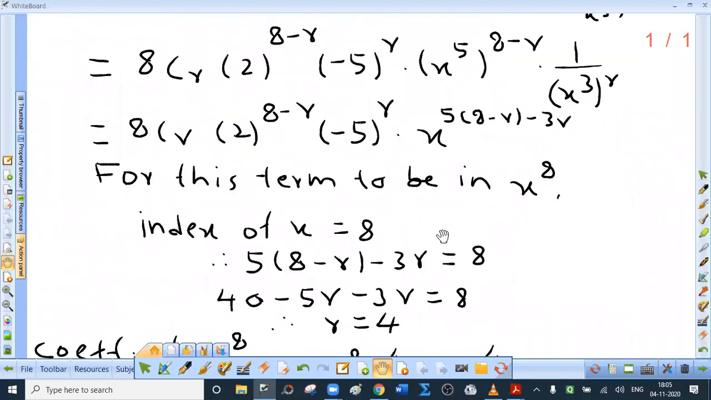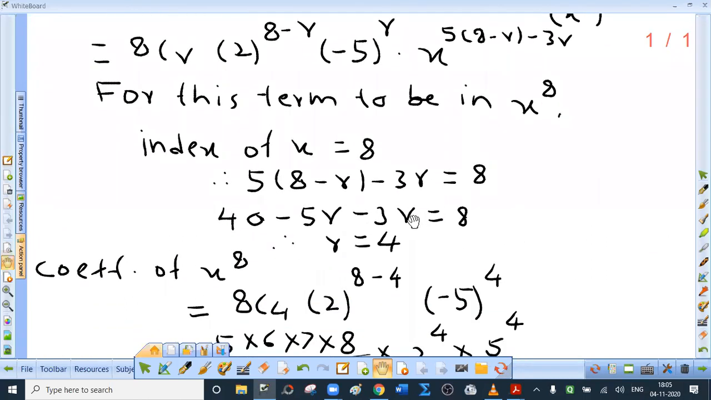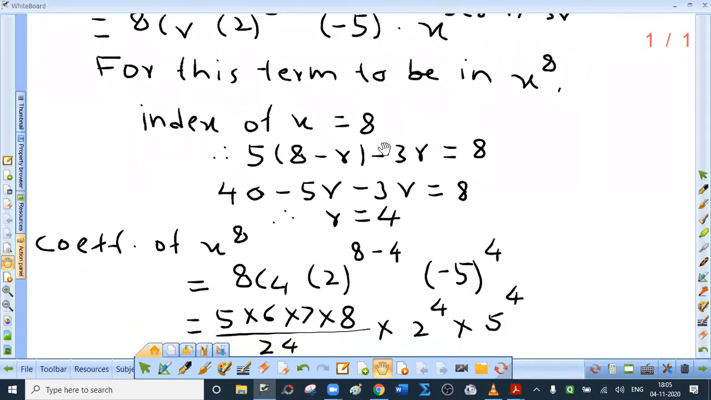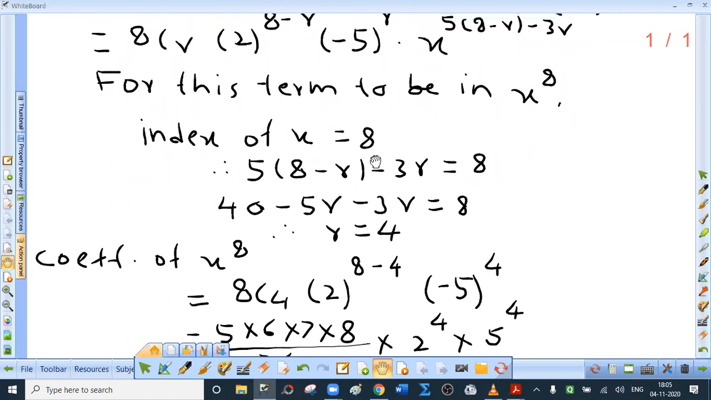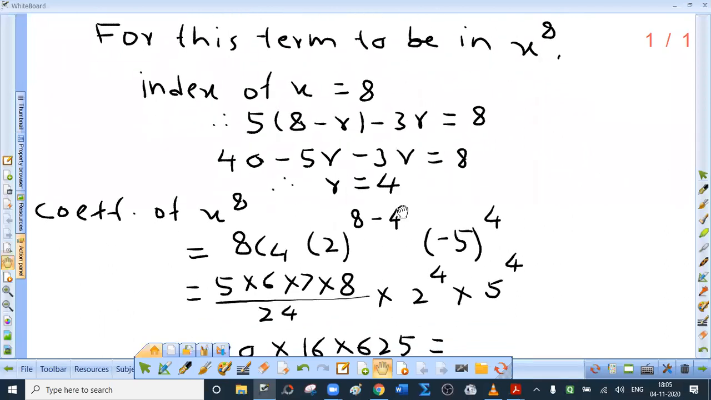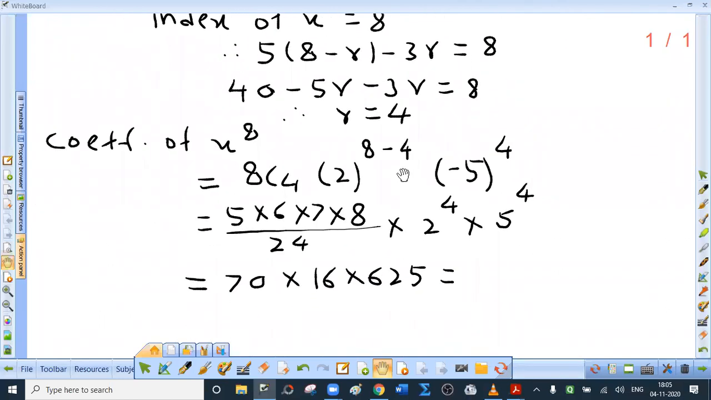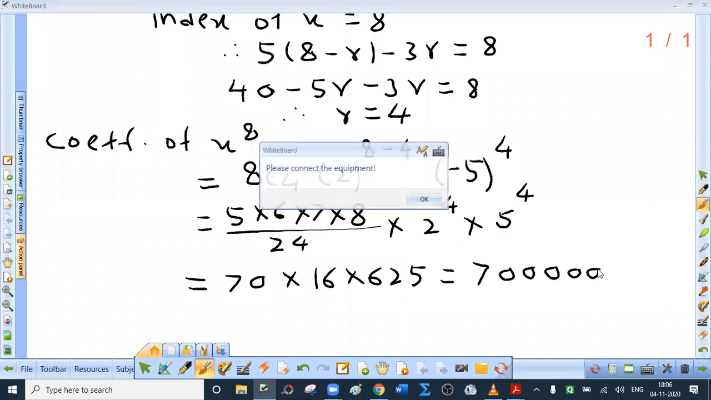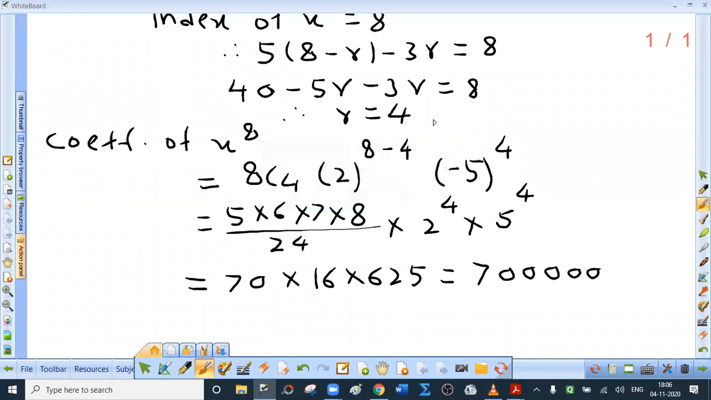For this term to be in x raised to 8, index of x must be 8. Equate that with 8 to get r equal to 4. So we are asked to find coefficient of x raised to 8, right? So it is 8c4 2 raised to 8 minus 4 into minus 5 raised to 4. Now if you simplify, 8c4 comes out to be 70, 2 raised to 4 is 16, minus 5 raised to 4 is same as 5 raised to 4, which is 625. So the correct answer is 7 lakh. So this is the coefficient of x raised to 8.